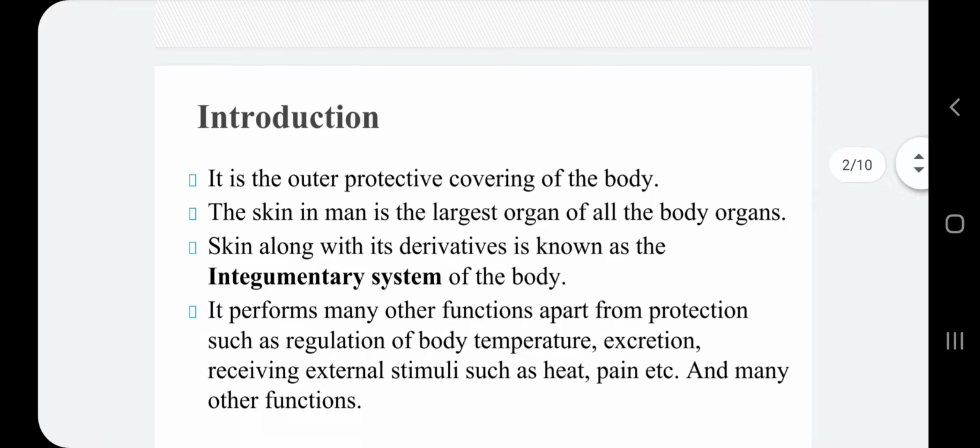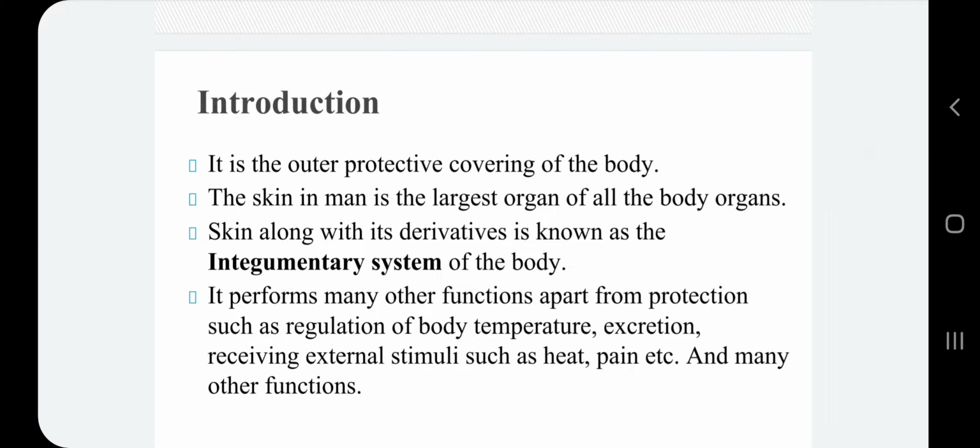Skin is the outer protective covering of the body and it is the largest organ of all the organs in a human. And skin along with the derivatives is called the integumentary system of the body. What are the derivatives? Derivatives are the structures which are derived from the skin, such as hair, nails, glands. So skin along with hair, nails, glands, together they are called the integumentary system of the body.